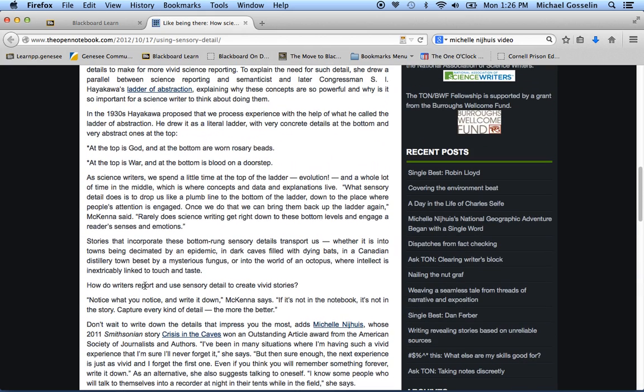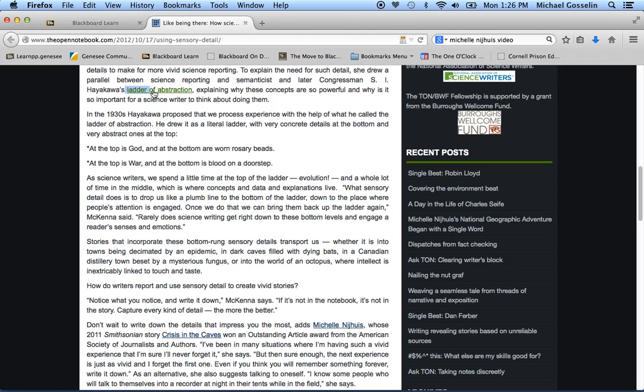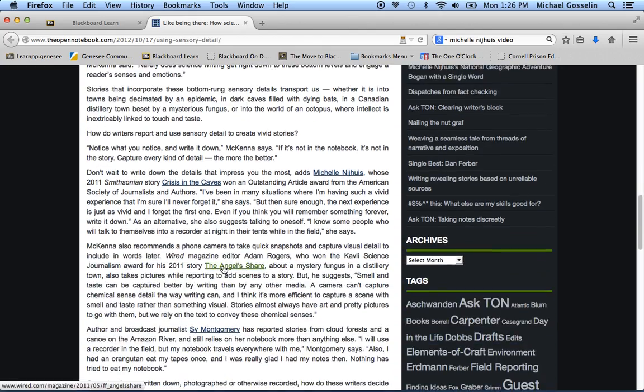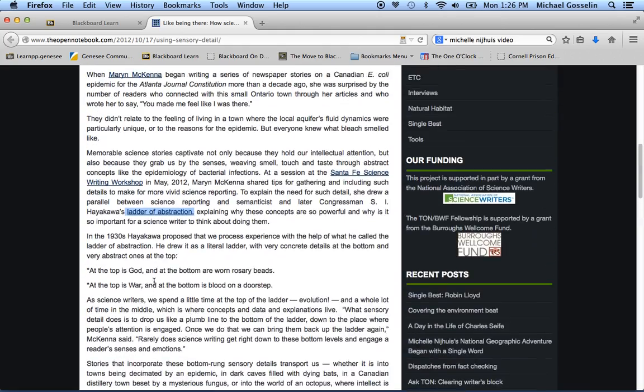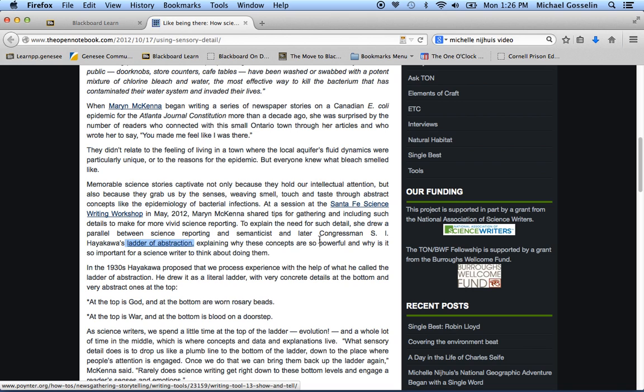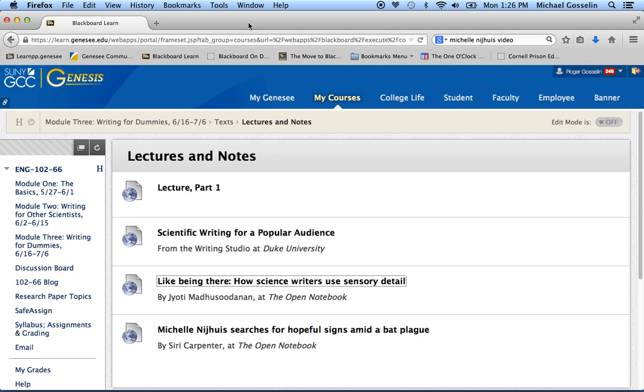Pay close attention to this topic, this concept here called the ladder of abstraction. That's going to come up on one of the discussion boards. Very important for you to be aware of this when you do any writing in college.